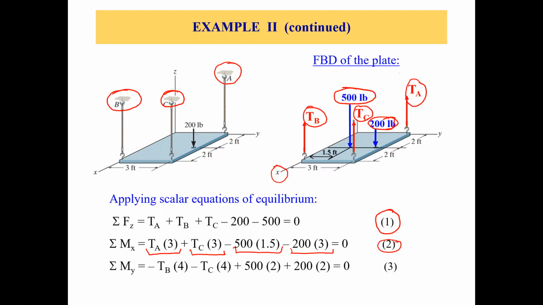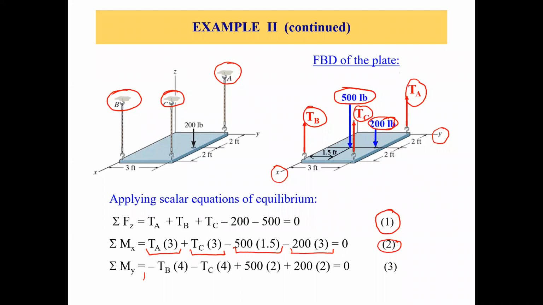Okay, now let's do sigma My equals 0. So we are taking moments around the y-axis, right? Once we talk about the y-axis, then TA is not creating any moment, right? So we have TB, TC, 500 pounds and 200 pounds. They have some moment arm with respect to the y-axis. So these forces are creating moment around the y-axis, right?